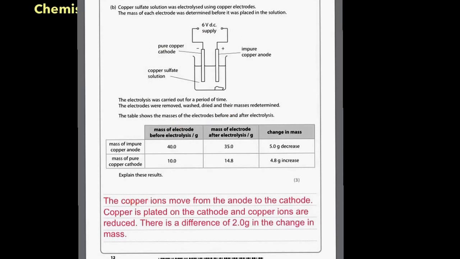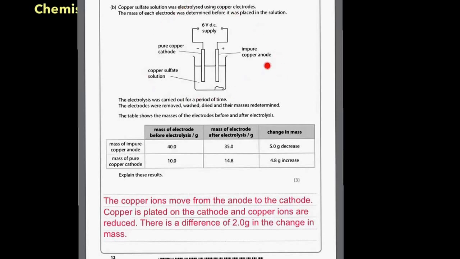So for this, it says explain these results. The copper ions move from the anode to the cathode. The copper is plated on the cathode, and the copper ions are reduced. There is a difference of 2 grams in the change of mass. So this is 3 marks, so you just need to explain. You can get marks in different ways of explaining it, but this is just a model answer.